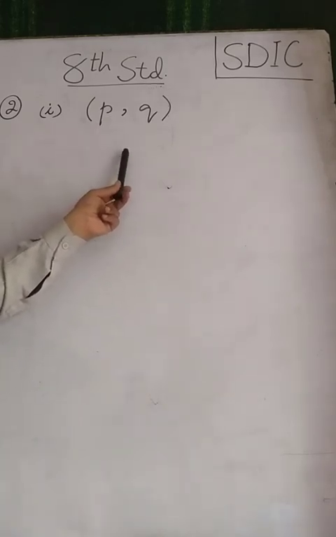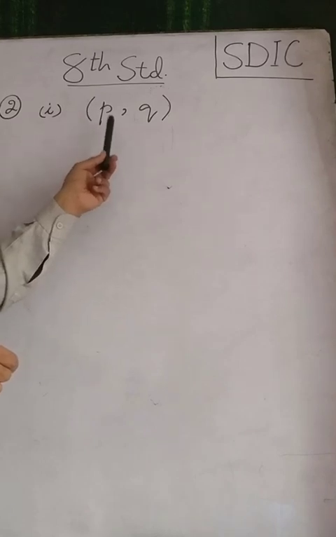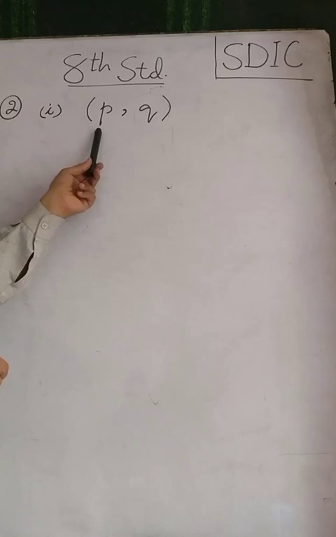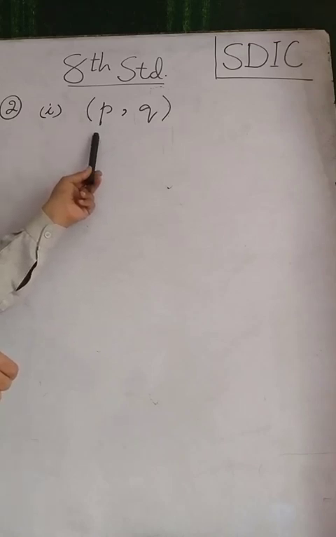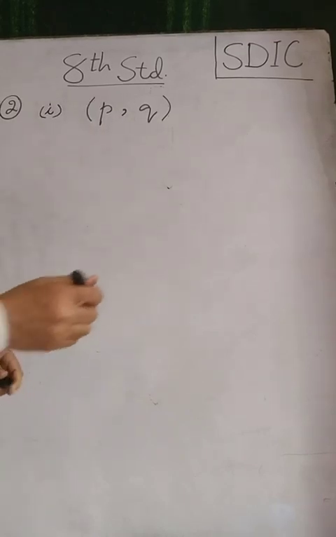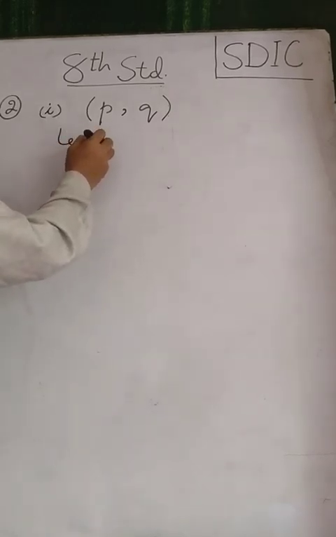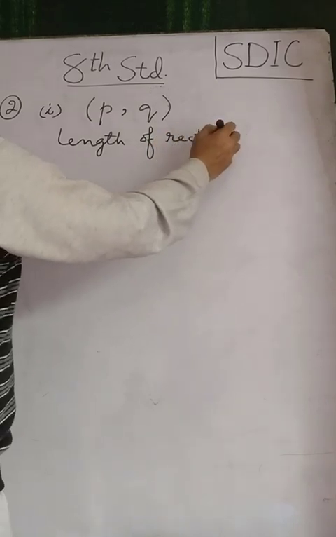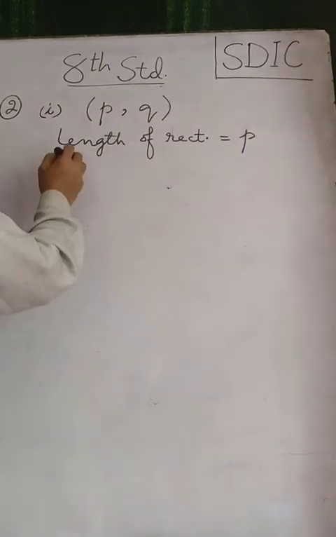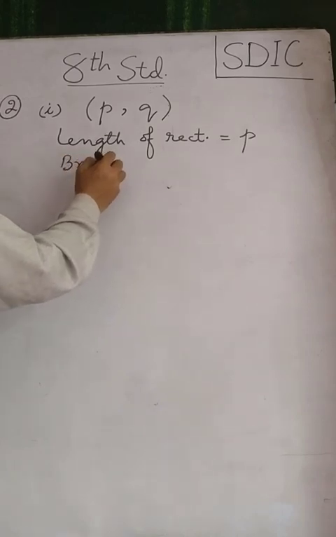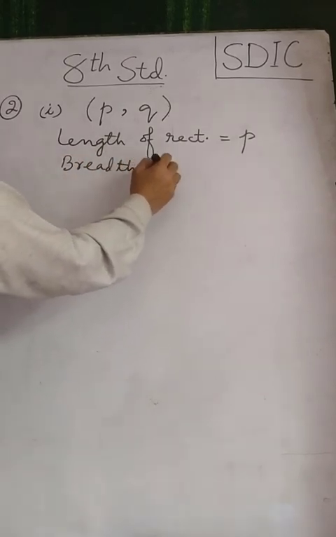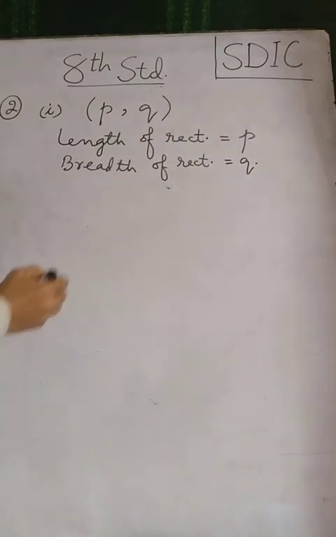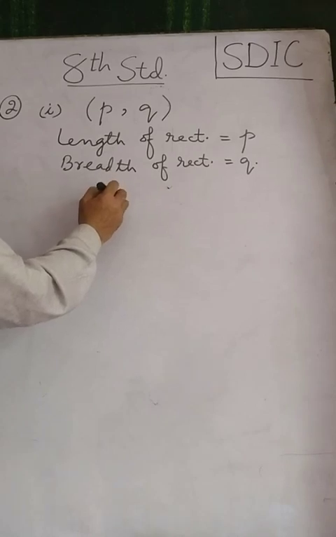You have to find the area of the rectangle. The dimensions, the lengths and the breadths of the rectangles are given as these two monomials. Monomial P is the length of the rectangle. Q is the breadth of the rectangle. So to us here, length of rectangle is P and breadth of rectangle is Q. We are asked to find the area of the rectangle.